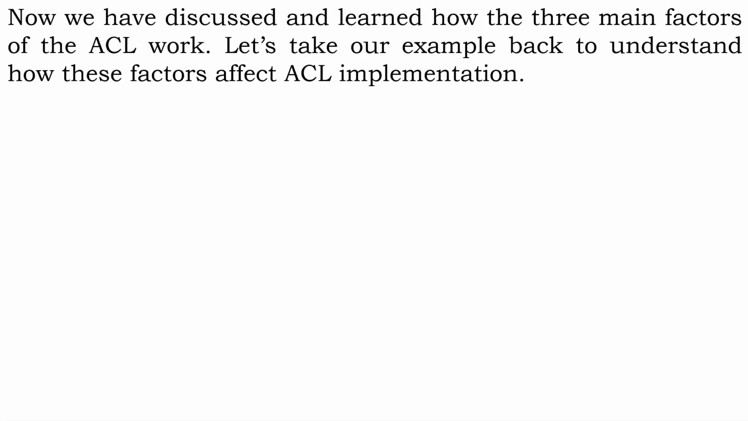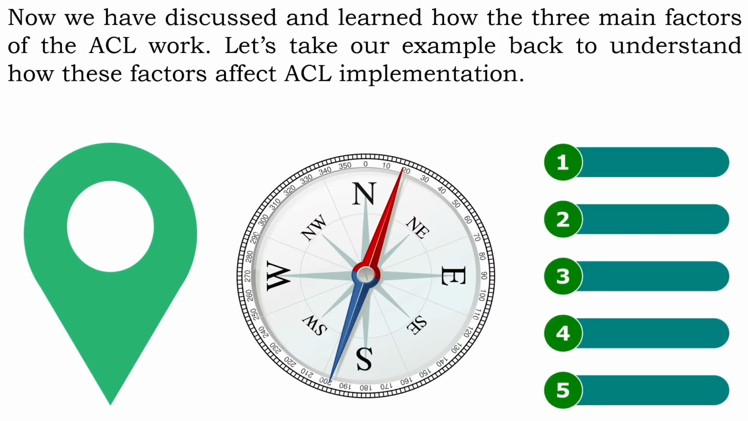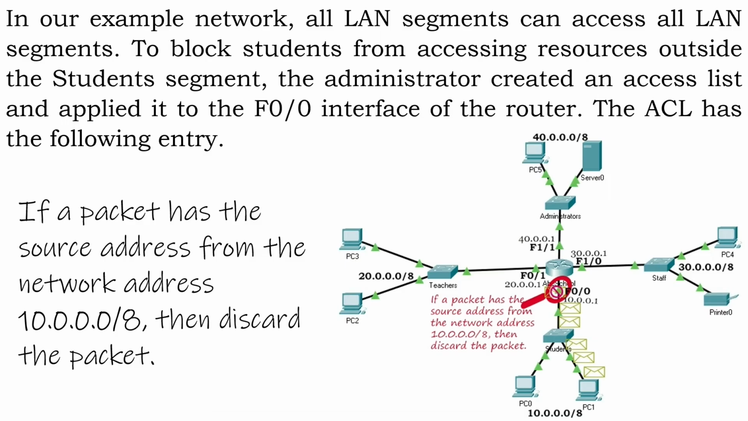Now, we have discussed and learned how the three main factors of the ACL work. Let's take our example back to understand how these factors affect the ACL implementation. In our example network, all LAN segments can access all LAN segments. To block students from accessing resources outside the student's segment, the administrator created an access list and applied it to the F0/0 interface of the router. The ACL has the following entry.